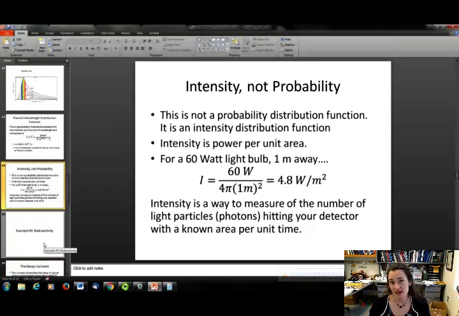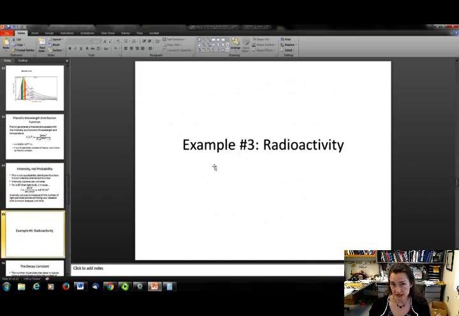All right, so that's another example of distribution functions used in physics. The third and final one that I want to cover today is radioactivity.